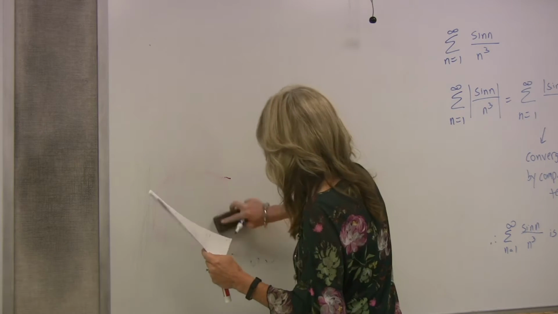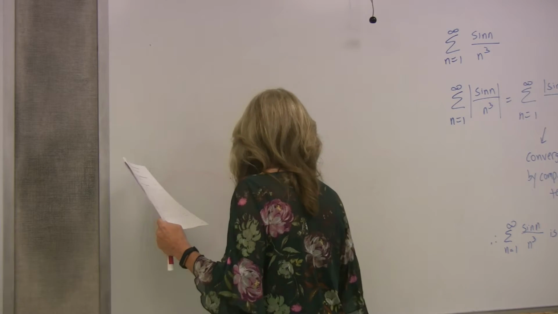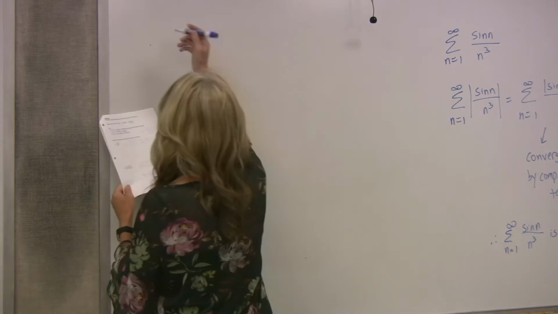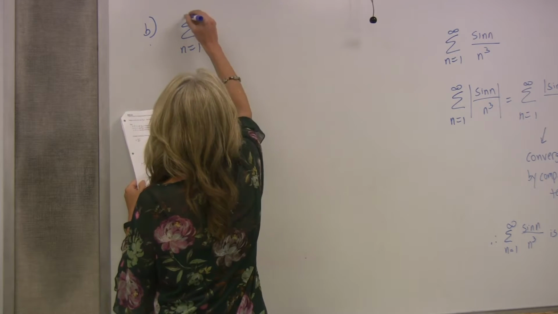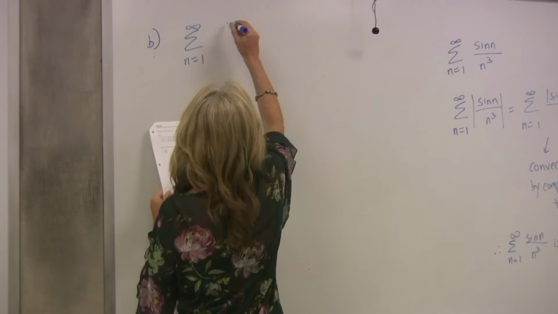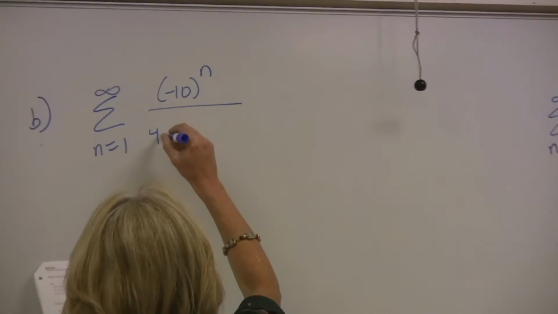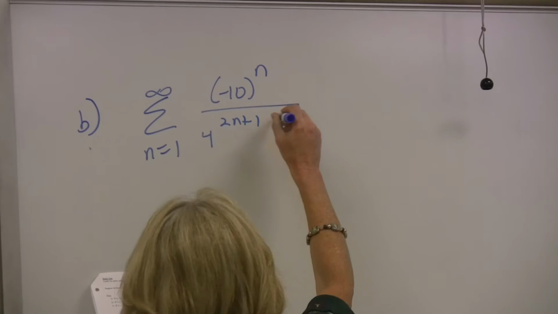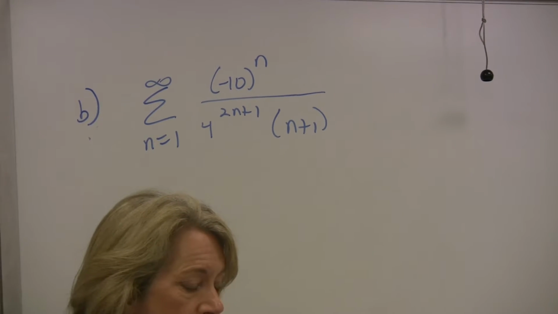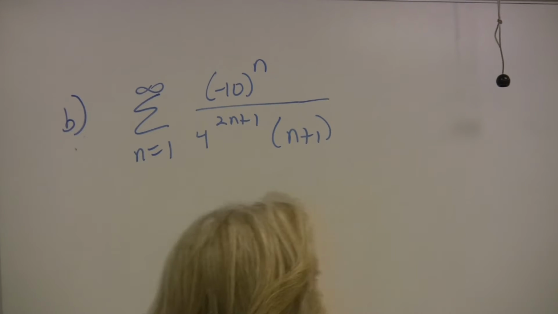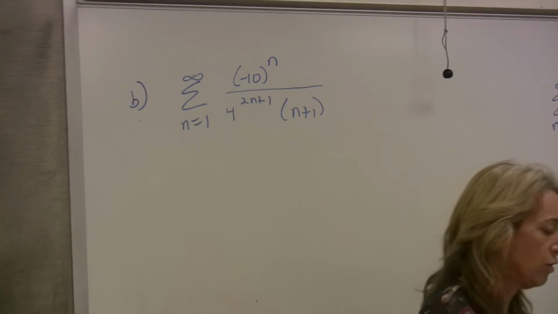So that one doesn't have any factorials in it, but it sure is a mess. My red's not erasing. The sum from n equals 1 to infinity of negative 10 to the n, over 4 to the 2n plus 1 times n plus 1. Same question, does this series converge or diverge?